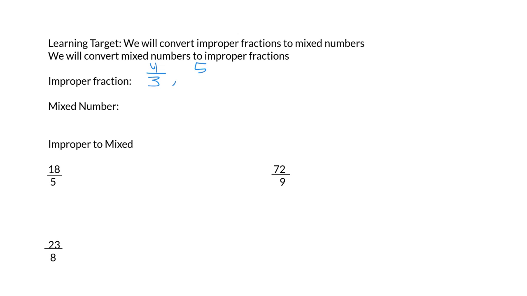Okay, here's another one. How about 5/2? Okay, and let's do 27/3. Okay, those are all examples of improper fractions, and you can see each one of those, the numerator is greater than the denominator, meaning that that fraction is more than one whole.